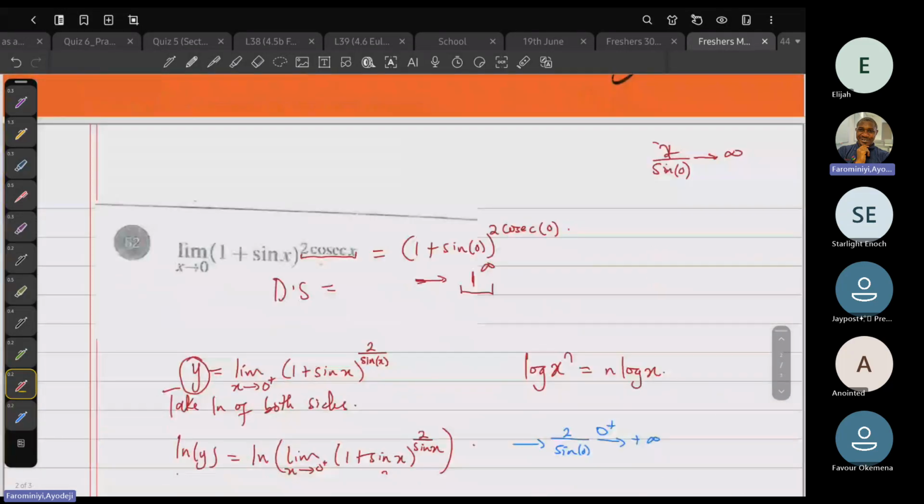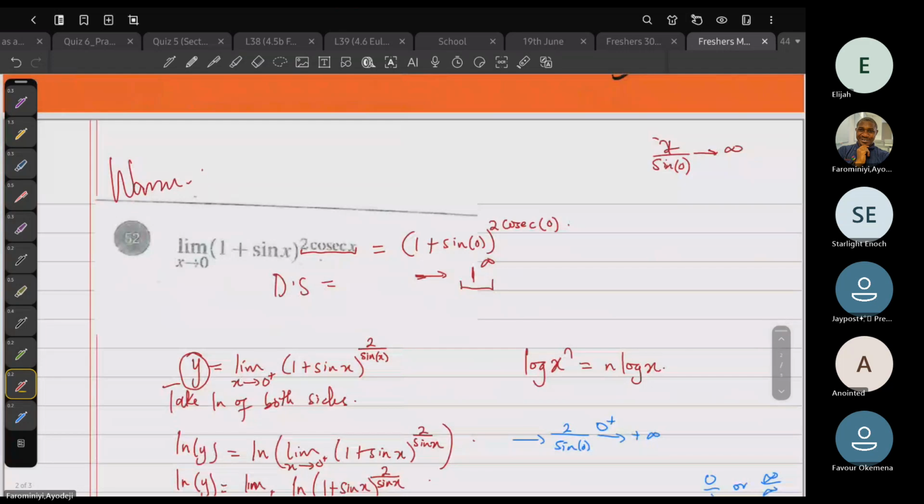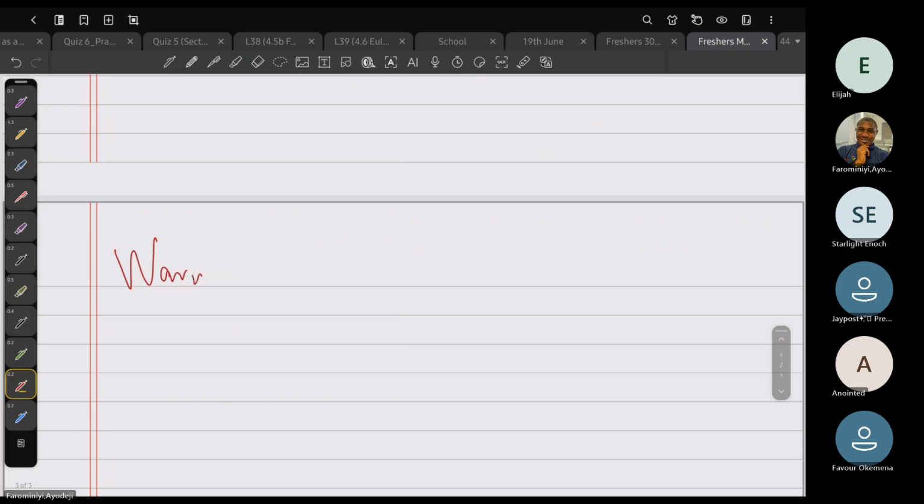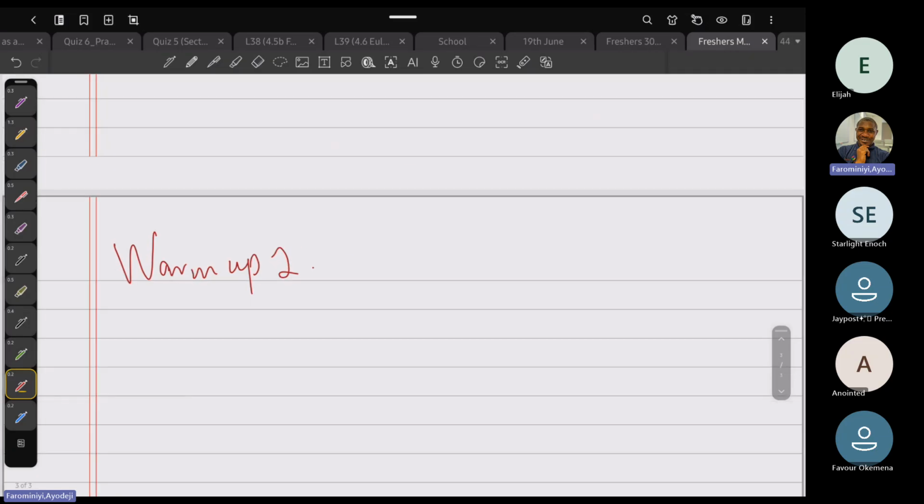So the next warm-up question. We've done one warm-up question in limits, so let's do another. But this time around, let's do a warm-up question in application of derivatives. So the question here is saying find the, let me bring it up to the screen. All right.